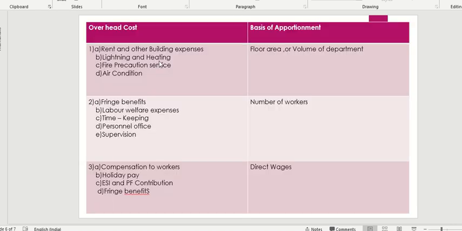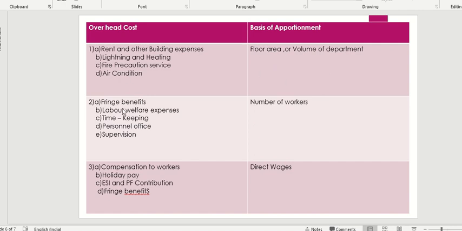This is the chart showing how different items of overheads will be apportioned on different bases. So these are the various overhead costs, and these costs will be apportioned based on these items. For example, rent and other building expenses will be apportioned based on floor area or volume of department ratio. These are the ratios which we will consider in order to apportion the overhead expenses. So rent and other building expenses on floor area, lighting and heating, floor area, fire precaution services, floor area, air conditioning, floor area.